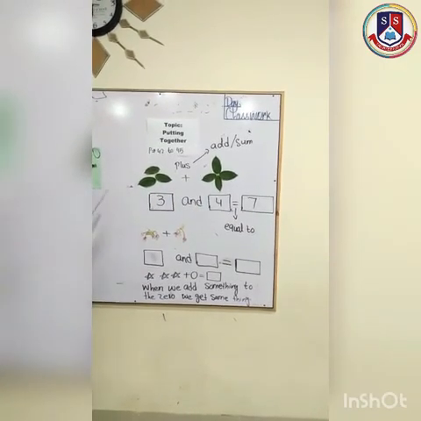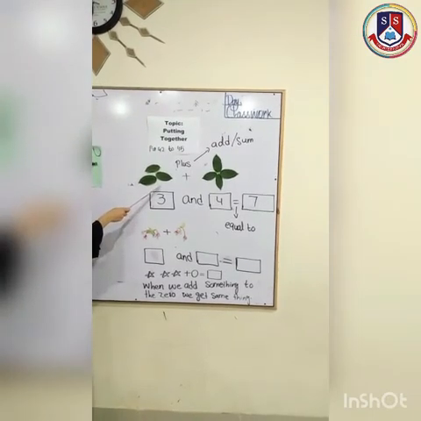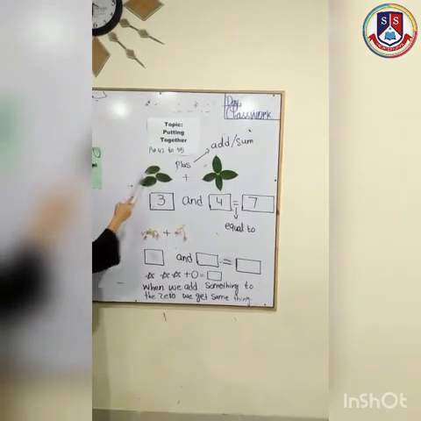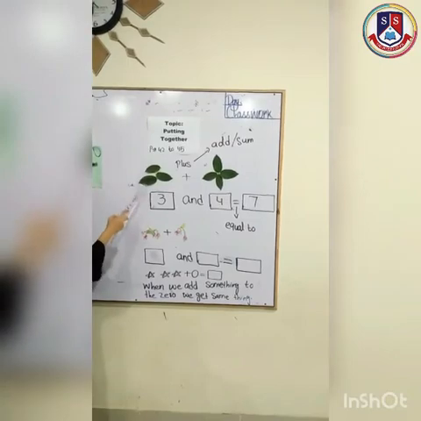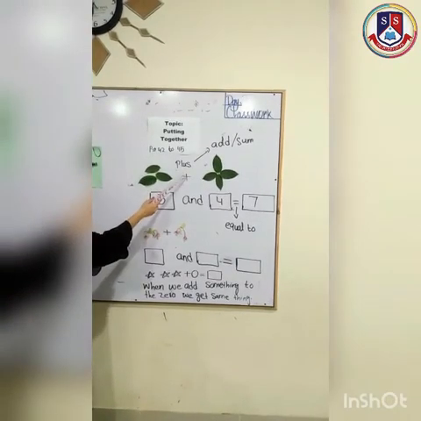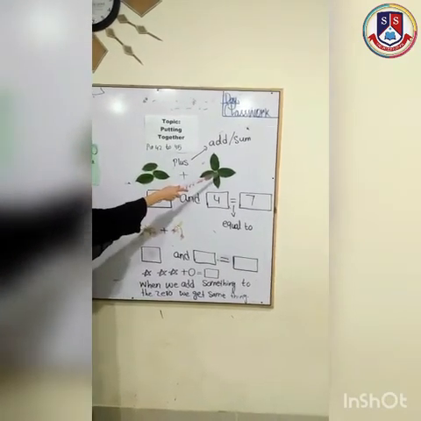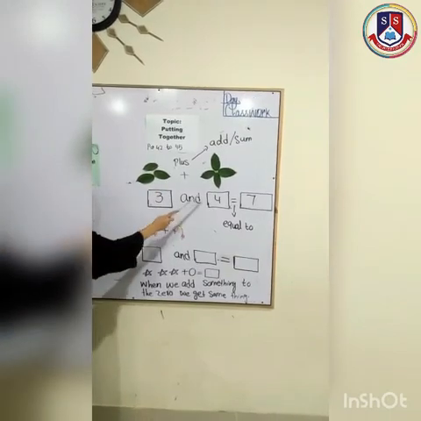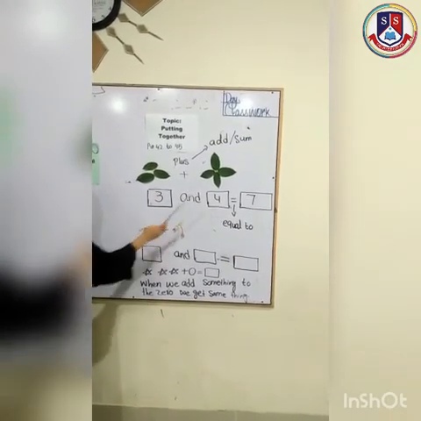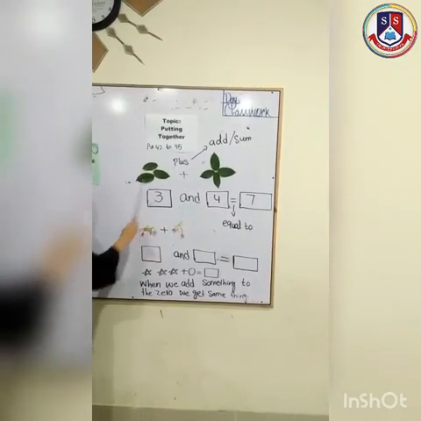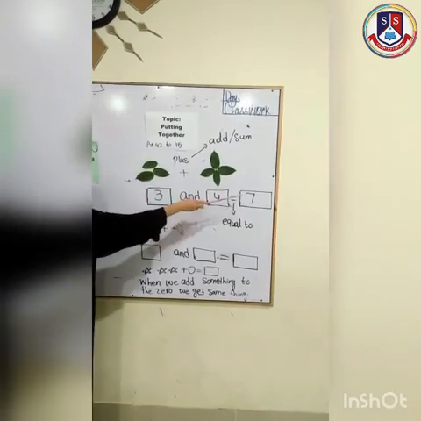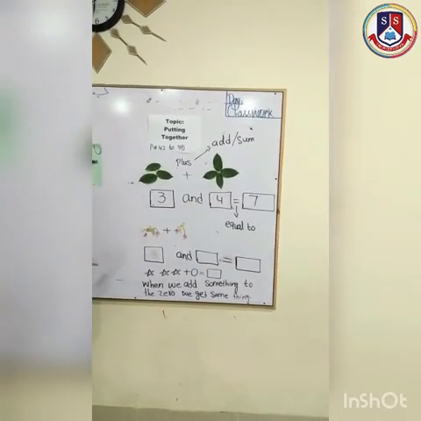So let's start from the left side. How many leaves are there in this group? There are 3 leaves in this group, and plus there are 4 leaves in the second group. 3 plus 4, equal to 7.